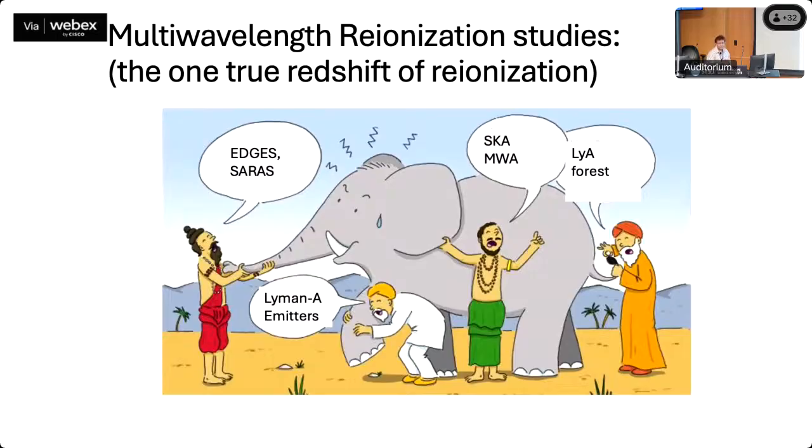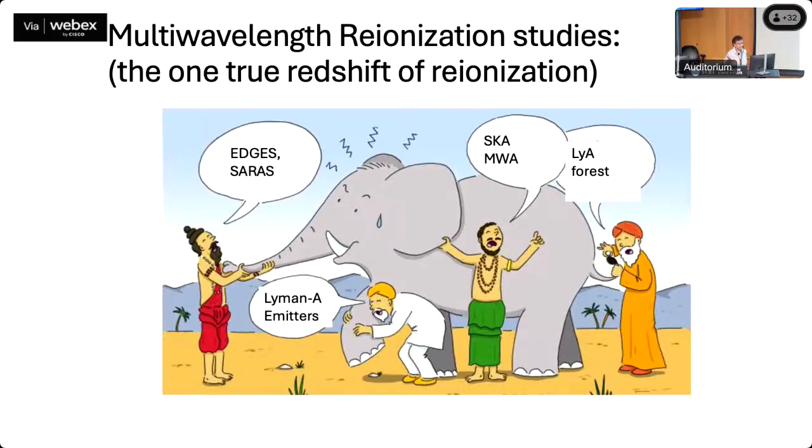So there have been multi-wavelength reionization studies that have gone on. 21 centimeters redshifted, all sky surveys, EDGES, SARAS, they go into, hey, redshift 17, hello, this is cosmic dawn. The method I'm going to talk about is Lyman alpha emitters. We think we are going to be right in the middle of the phase, but who knows?